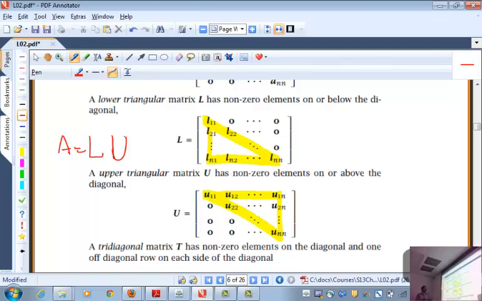Okay. And it's like saying if you give me 10 and write it as a product of two numbers, there are many, many ways of doing that. Right? There are infinitely many ways of doing that. So the same thing is true. If you want to factorize a matrix A into a product of two matrices, there are many ways of doing it. So you have lots of degrees of freedom.